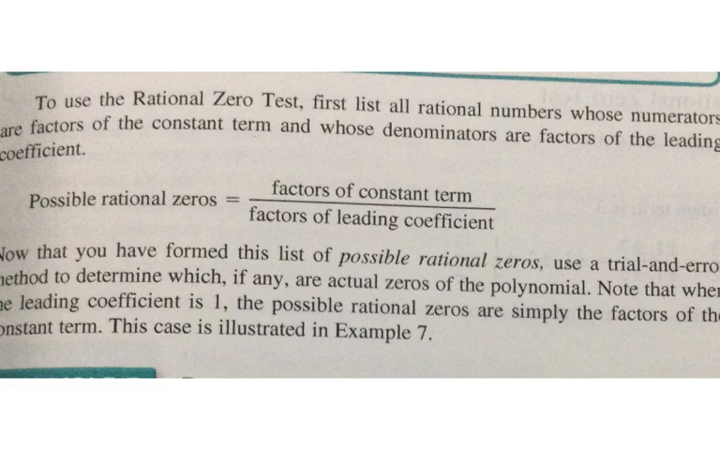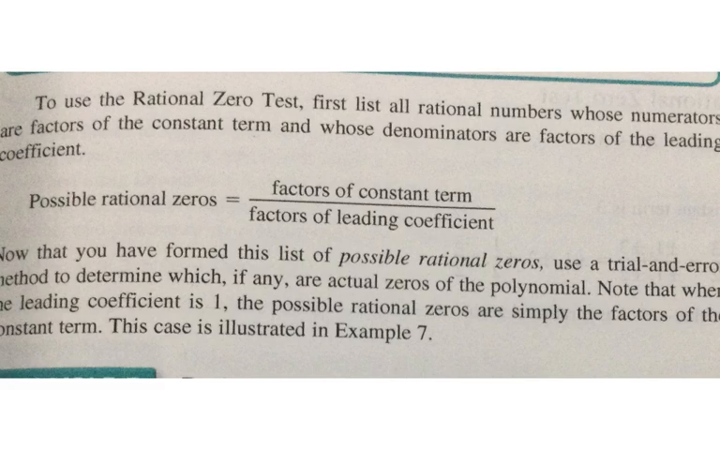Well, they have what's called a rational zero test. It's a way to list all rational numbers whose numerators are factors of the constant term and whose denominators are factors of the leading coefficient. This is a list of all possible rational zeros.